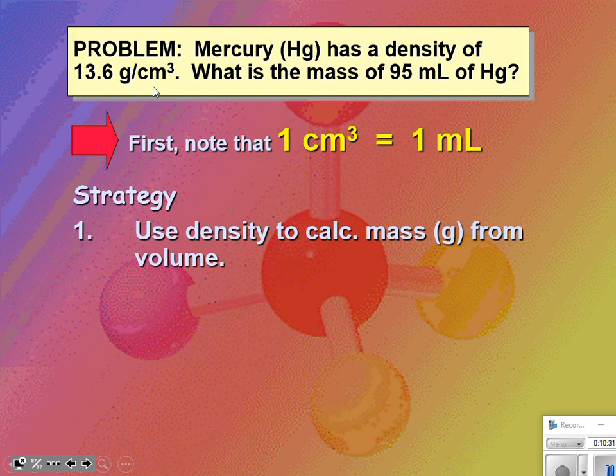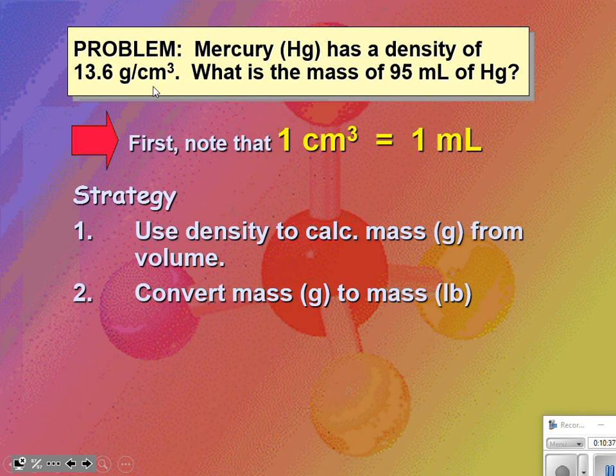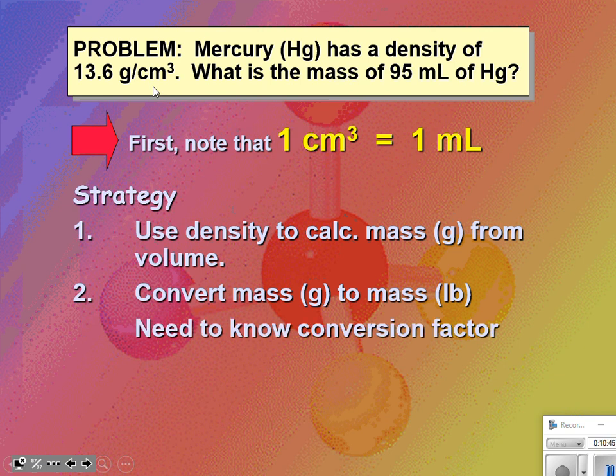We need to use the volume to calculate the mass. Then we need to convert mass in grams to mass in pounds. We need to know a conversion factor. Where are we going to find the mass to pounds conversion factor? Our agenda. Absolutely. We could look it up on the internet too. It's not a big deal. The conversion factor is 454 grams is equal to 1 pound.